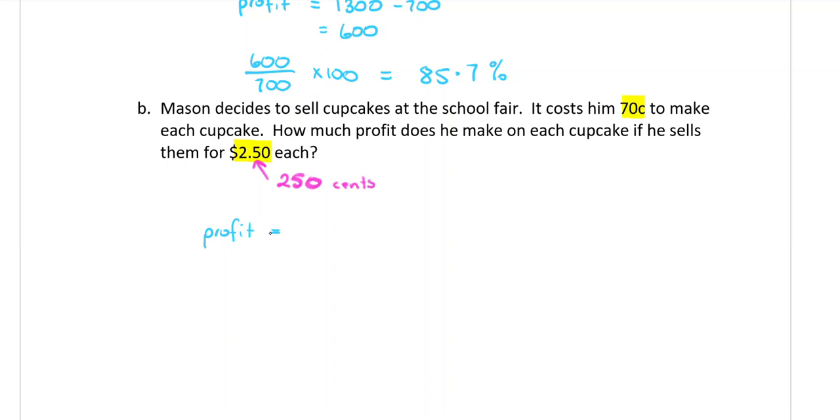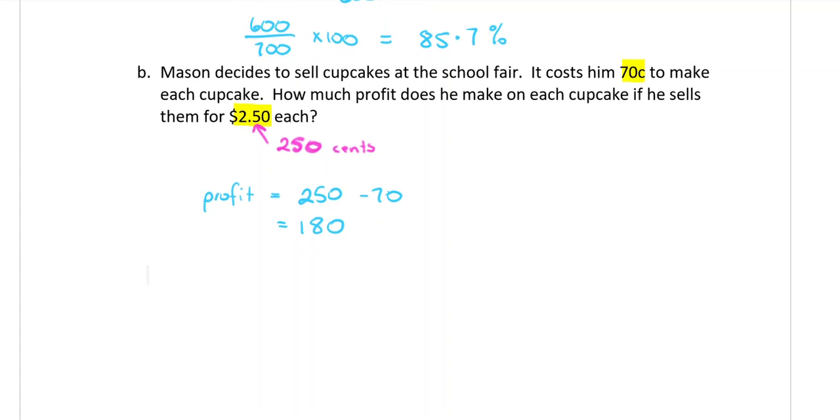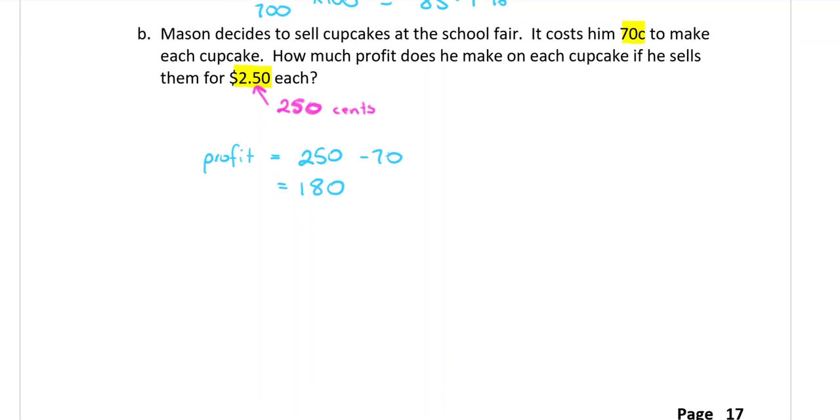How do I find that? That's right. 250 minus 70 is, okay. How am I going to make this a percentage now? He makes 180 cents per cupcake. Yay, but what's that as a percentage?